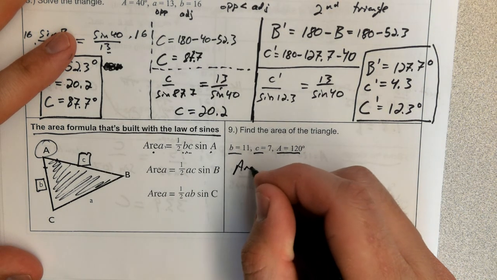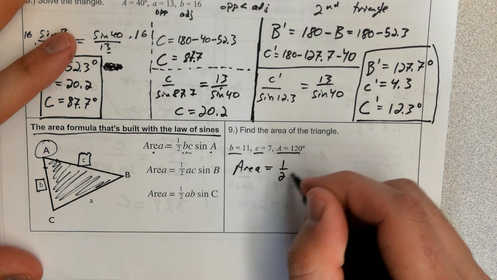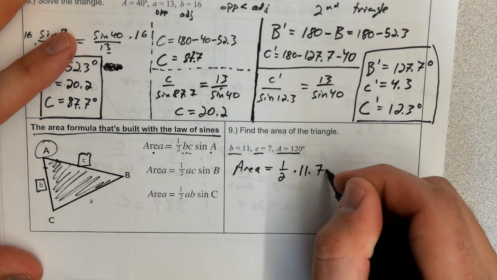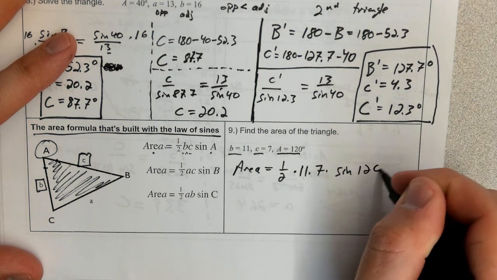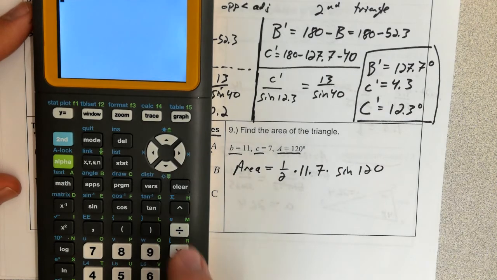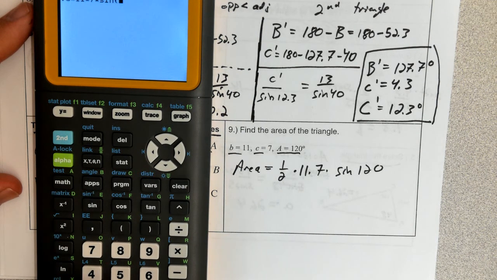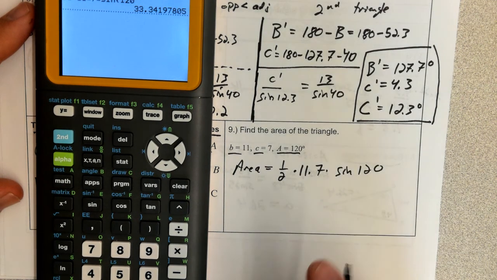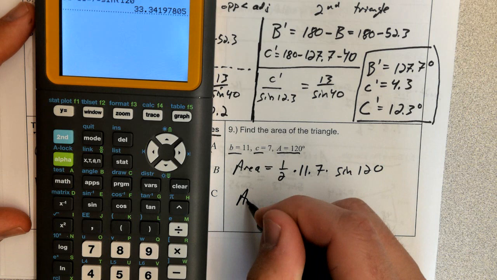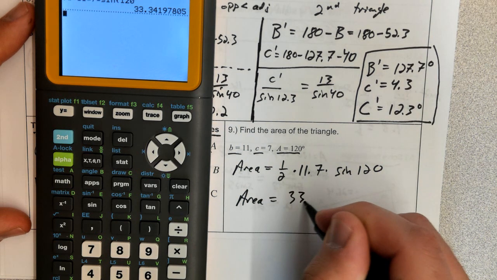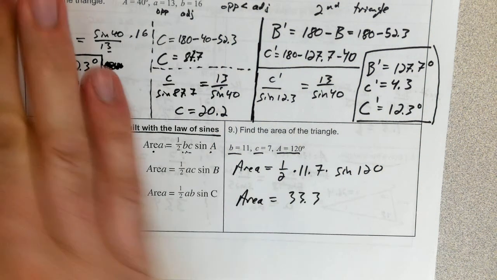And so the area in this example will be 1/2 times 11 times 7 times the sine of 120, and that would give you the area of the triangle. So 0.5 times 11 times 7 times sine of 120, and that's 33.3 is the area. Okay, and that's it for the law of sines.